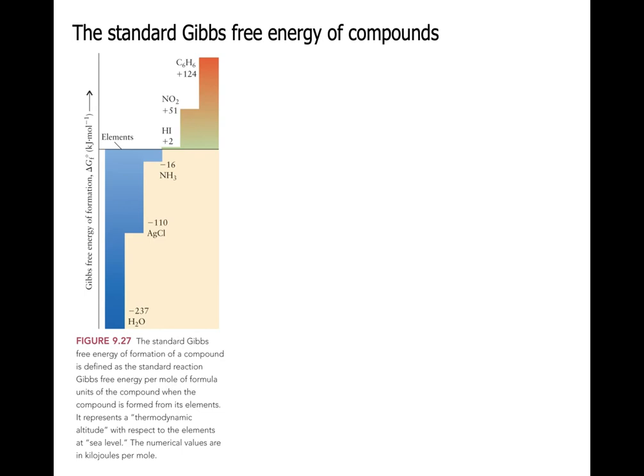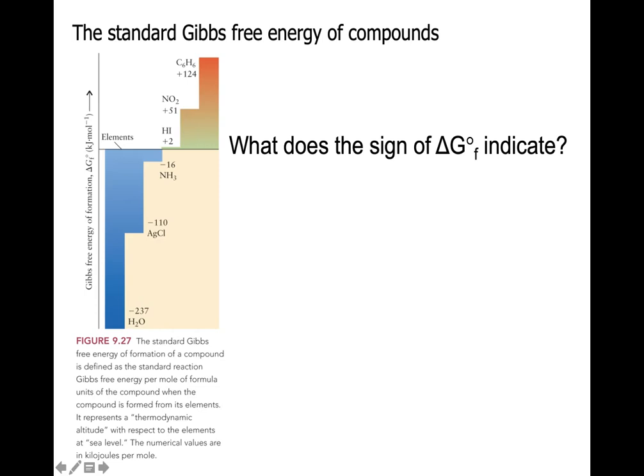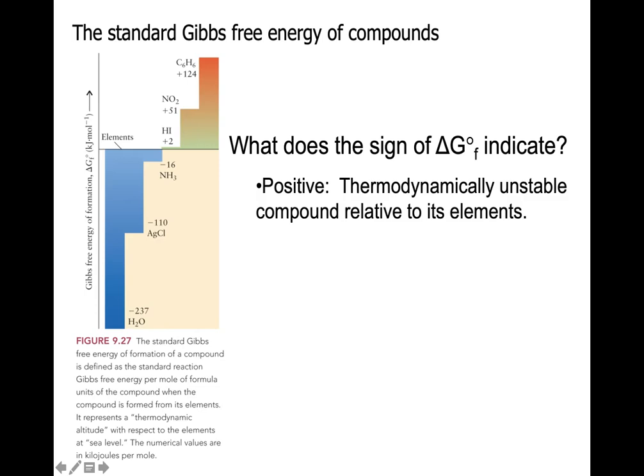Why positive 104 kilojoules? What does it mean? What does the sign of delta G tell us about our cyclopropane? So looking at this chart, we've got the Gibbs free energy of formation of a couple of compounds. Some of them are positive, some of them are negative.